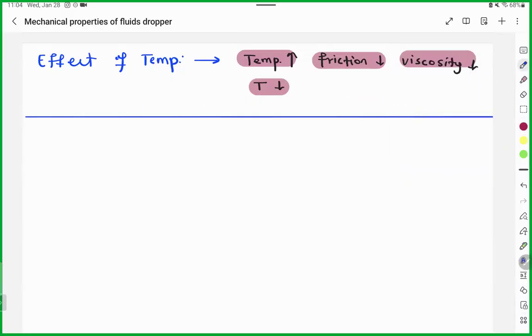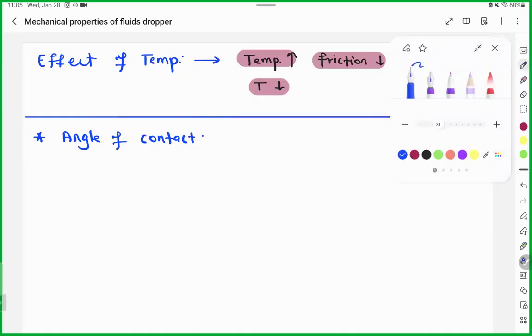Surface tension and viscosity are decreasing with the increase in temperature. Angle of contact. Angle of contact means the angle between the tangent to the liquid surface at a given point of contact and the solid surface inside the liquid.